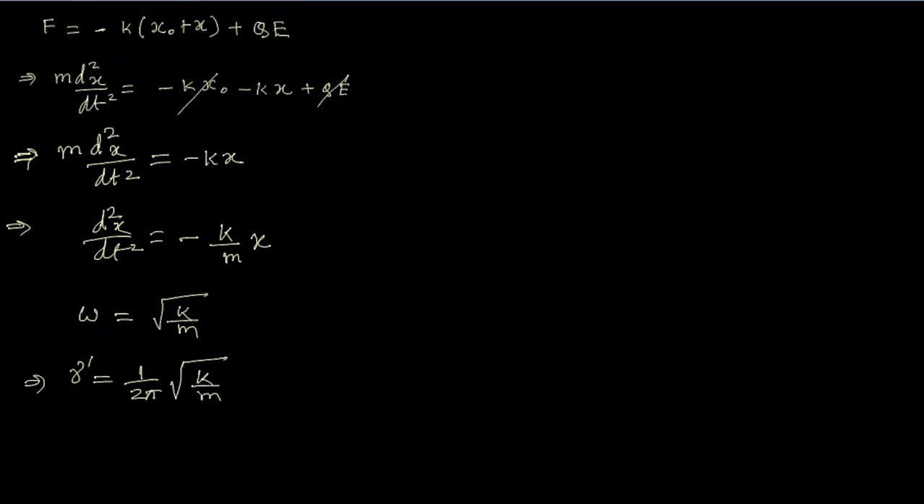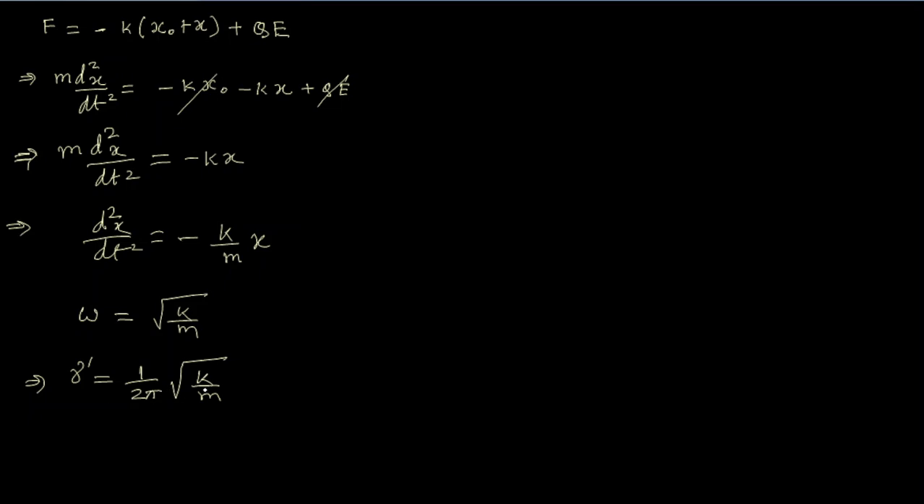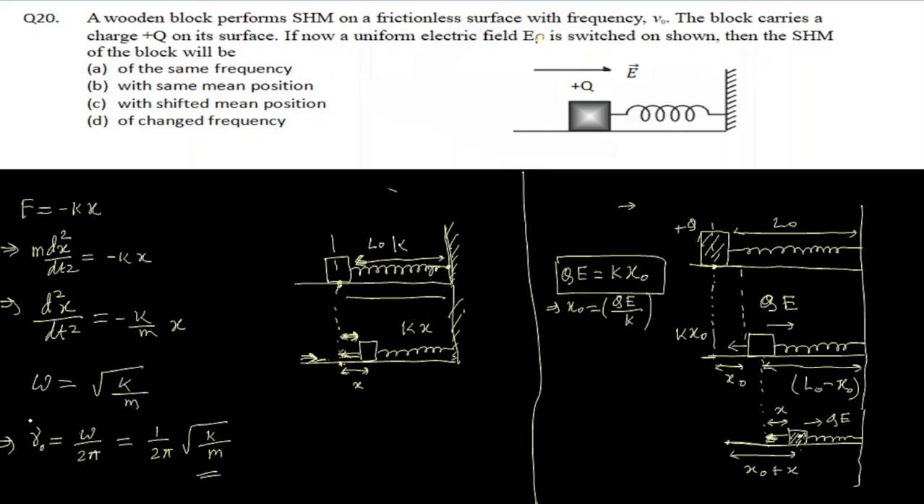So in both the cases you can see, before applying the electric field, the frequency was 1 by 2 pi under root k divided by m. Even after applying the electric field, we are getting the same frequency, 1 by 2 pi under root k by m. But what has been changed because of this external electric field? The equilibrium position. Initially it was oscillating around a point at a distance L naught from the rigid wall, but now this block will oscillate around a different point.